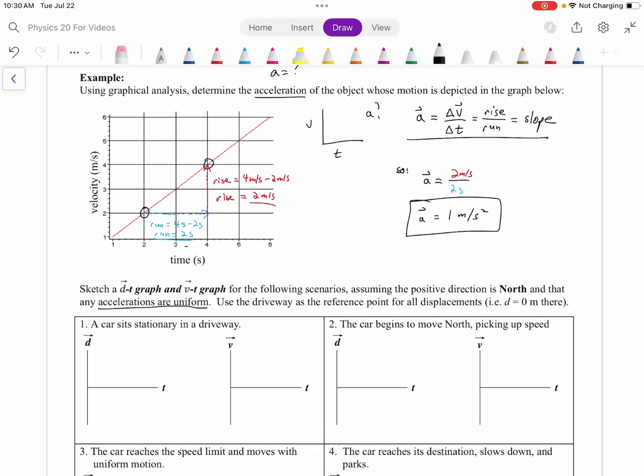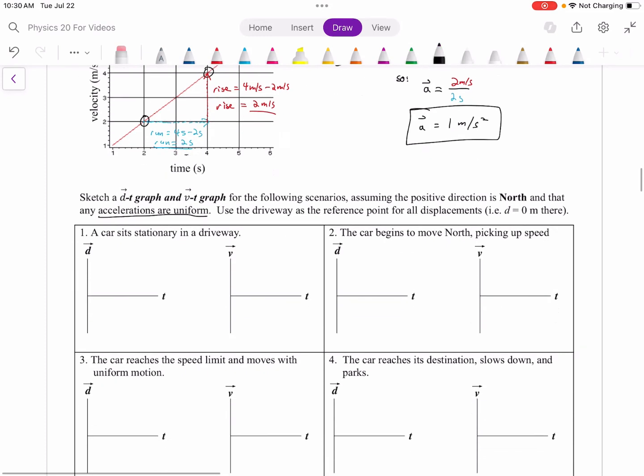We will see situations where the object is accelerating, its velocity is changing, but it will always be changing by the same amount. Okay? Unless we're looking at a graph where we've got different things going on at different times. But in terms of calculations, the accelerations will be uniform. So the accelerations won't change, at least on the section we're interested in. Okay, we're going to use the driveway as the reference point for all displacements. In other words, that just means we're going to define the driveway as a displacement of 0. All other displacements will be referenced back to the driveway.